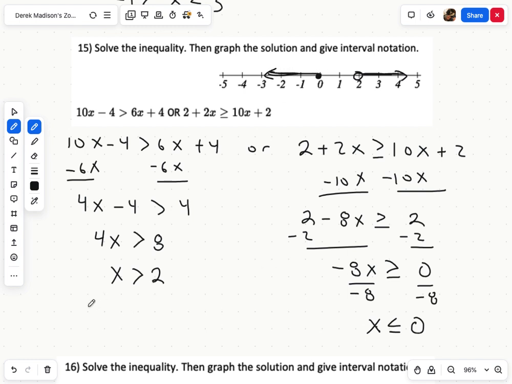That looks like that. So for interval notation, we're starting at negative infinity because we start on the far left. Go up to 0. Use a bracket because of the solid dot and the equals. And then we'll union that with 2 to infinity.